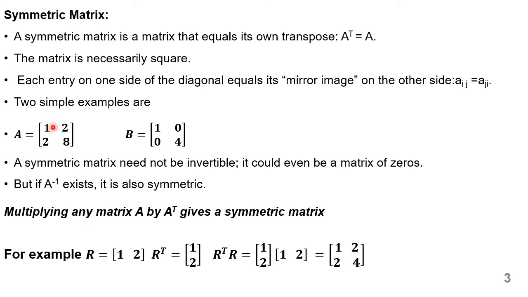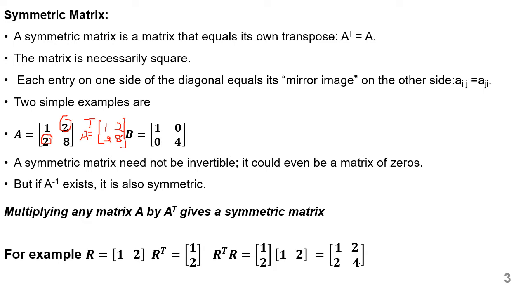A is equal to [1, 2; 2, 8]. You can see that if I take a transpose of this matrix, it remains the same. So let me take a transpose of this matrix, A transpose. A transpose is equal to [1, 2; 2, 8]. The first characteristic says it should be a square matrix, and here we have seen that A equals A transpose. Also we are seeing that mirror image values are always equal in the case of a symmetric matrix.